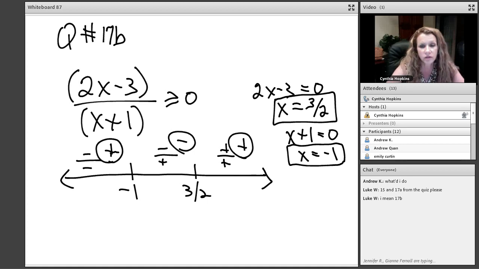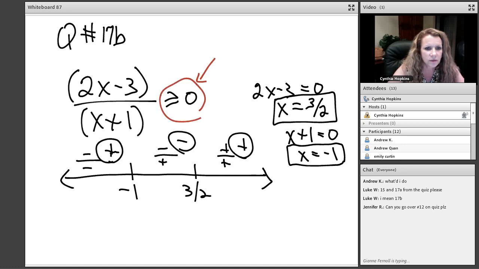If they are not alternating, you better go back and figure out, did you get the wrong critical values? Did you plug in a number incorrectly? Go find your mistake, because there is a mistake. Okay, right here where I'm putting this red arrow, greater than 0 means positive. So I'm going to shade in the positive regions.